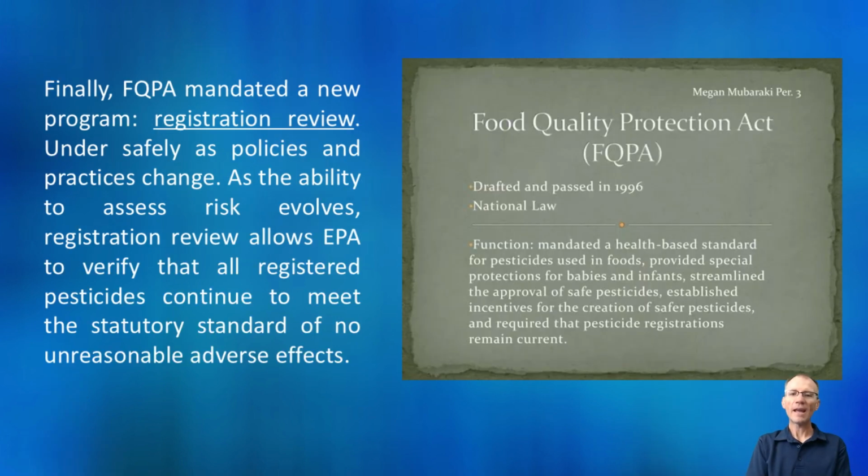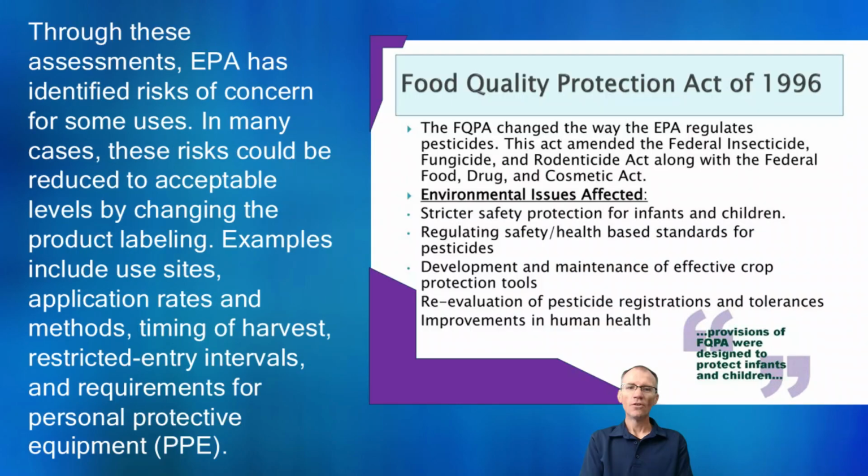Finally, FQPA mandated a new program, Registration Review, to ensure pesticides remain safe as policies and practices change. As the ability to assess risk evolves, Registration Review allows EPA to verify that all registered pesticides continue to meet the statutory standard of no unreasonable adverse effects. Through these assessments, EPA has identified risk of concern for some uses. In many cases, these risks could be reduced to acceptable levels by changing the product labeling.